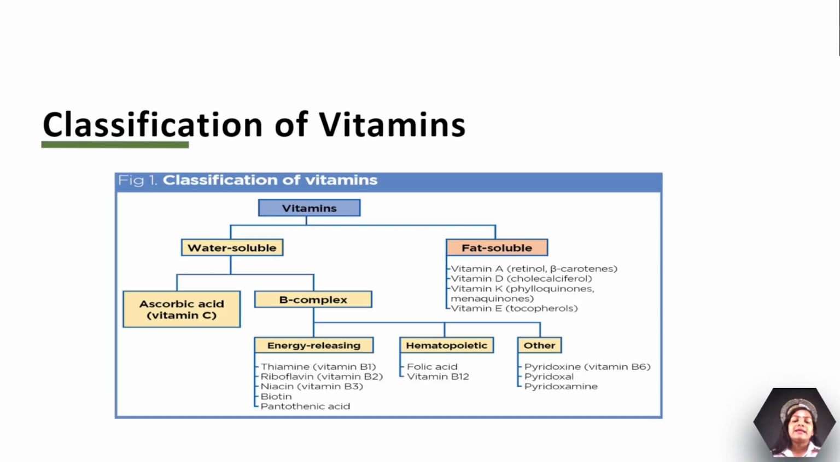Now coming to the second type, fat soluble vitamins. Vitamin A is also known as retinol and beta carotenoids, and vitamin D is also known as calciferol. Vitamin K has other names, quinones and phylloquinones, and vitamin E is also known as tocopherols. So these are the bifurcations of these two types of vitamins.